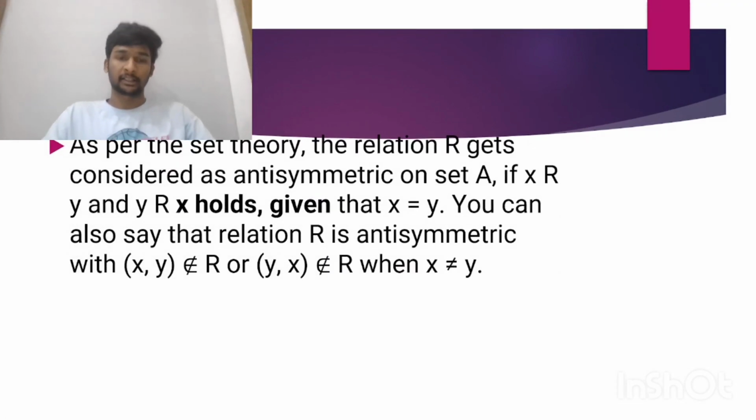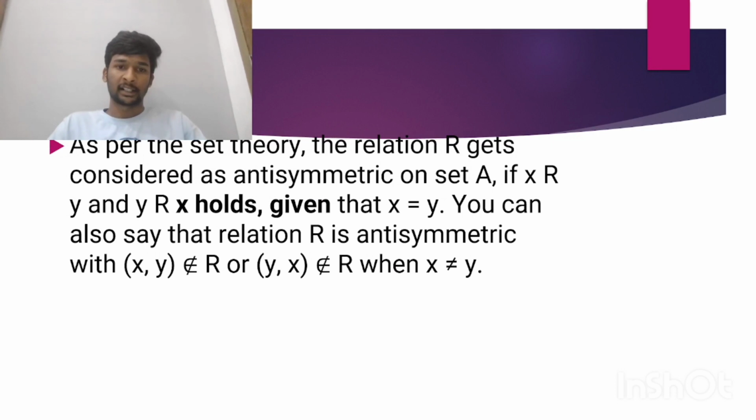Antisymmetry. As per set theory, a relation R is considered antisymmetric on a set A if x R y and y R x holds, then x is equal to y. For example, in a set there are x and y, and if (x, y) and (y, x) hold, then x equals y. You can also say the relation is antisymmetric if (x, y) does not belong to R and (y, x) does not belong to R when x is not equal to y.